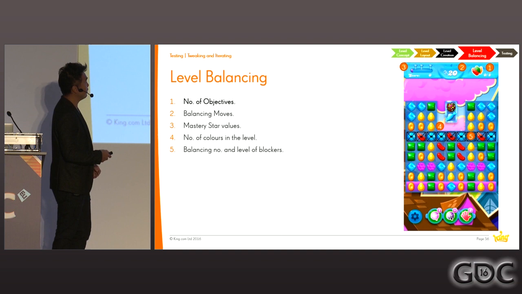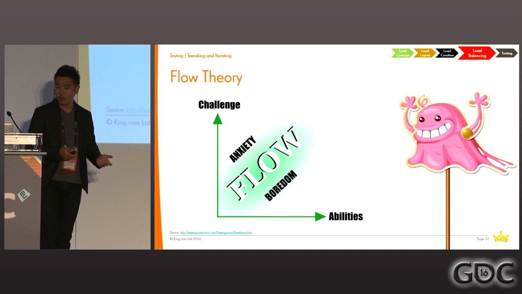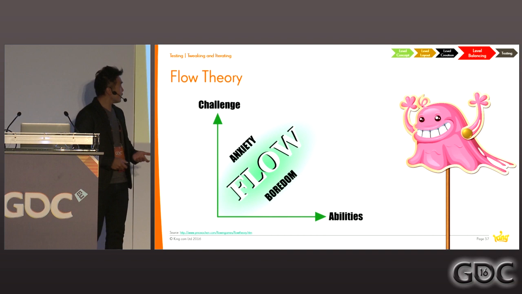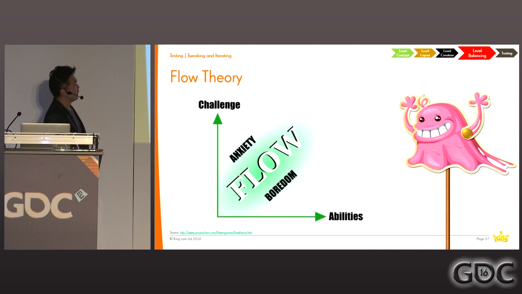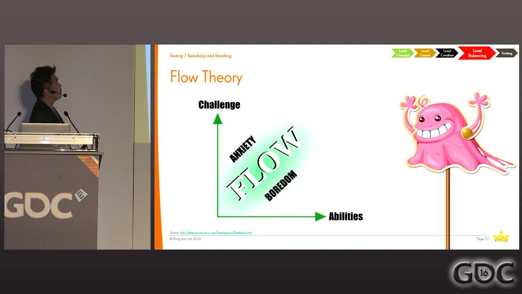Of course, when you talk about difficulty, one of the concepts that comes to mind is flow theory, made famous by Jenova Chen in one of his earlier games, Flow, where he experimented in games. The concept of flow theory states that optimally you want your players to be within flow, where their abilities actually meet the challenge that they're presented. If their abilities are more than their current challenge, they become bored, and if their current abilities are not enough for the challenge that they're presented, they go into the zone of anxiety.